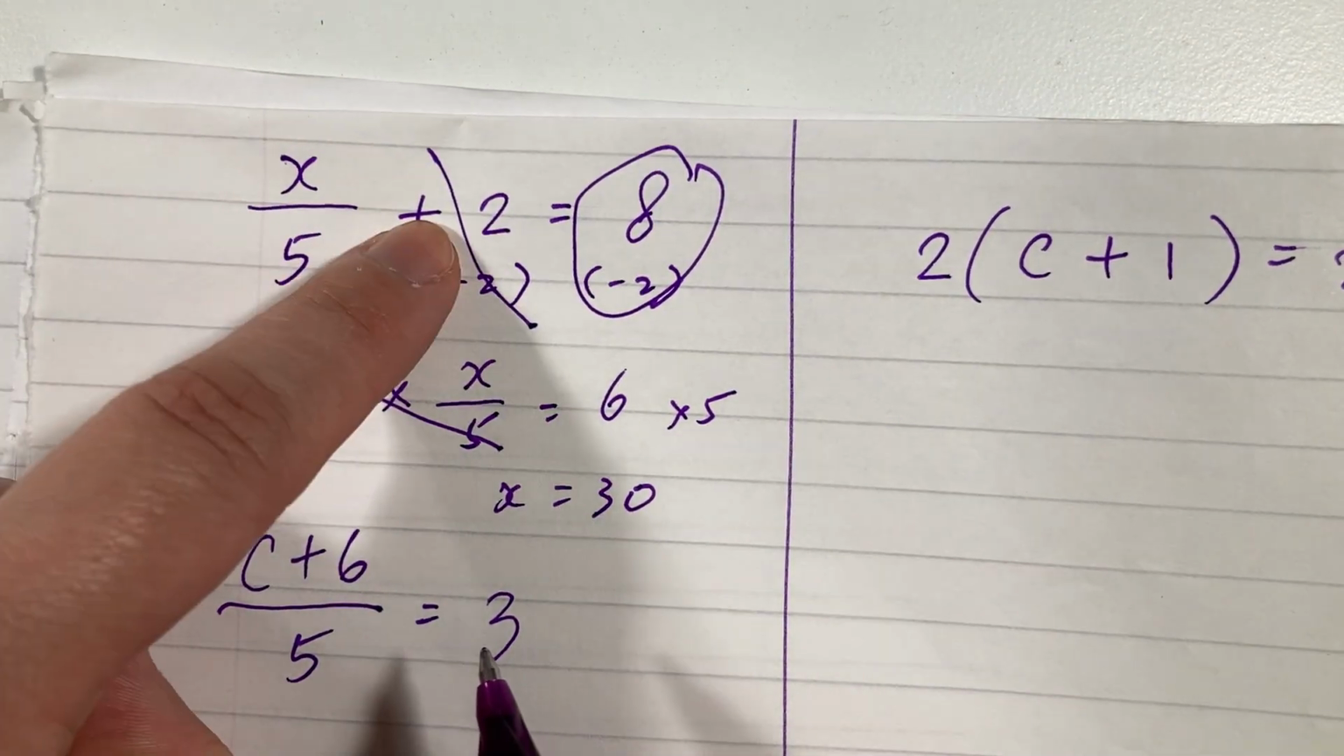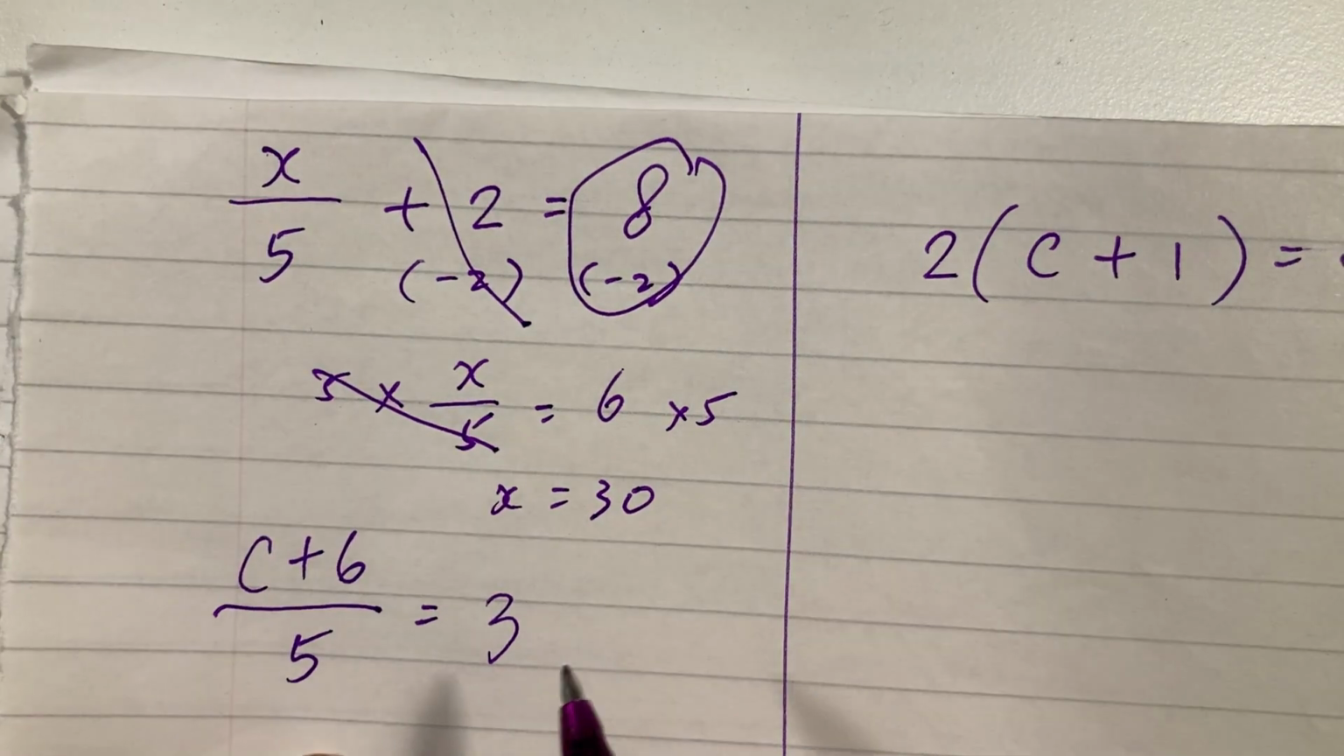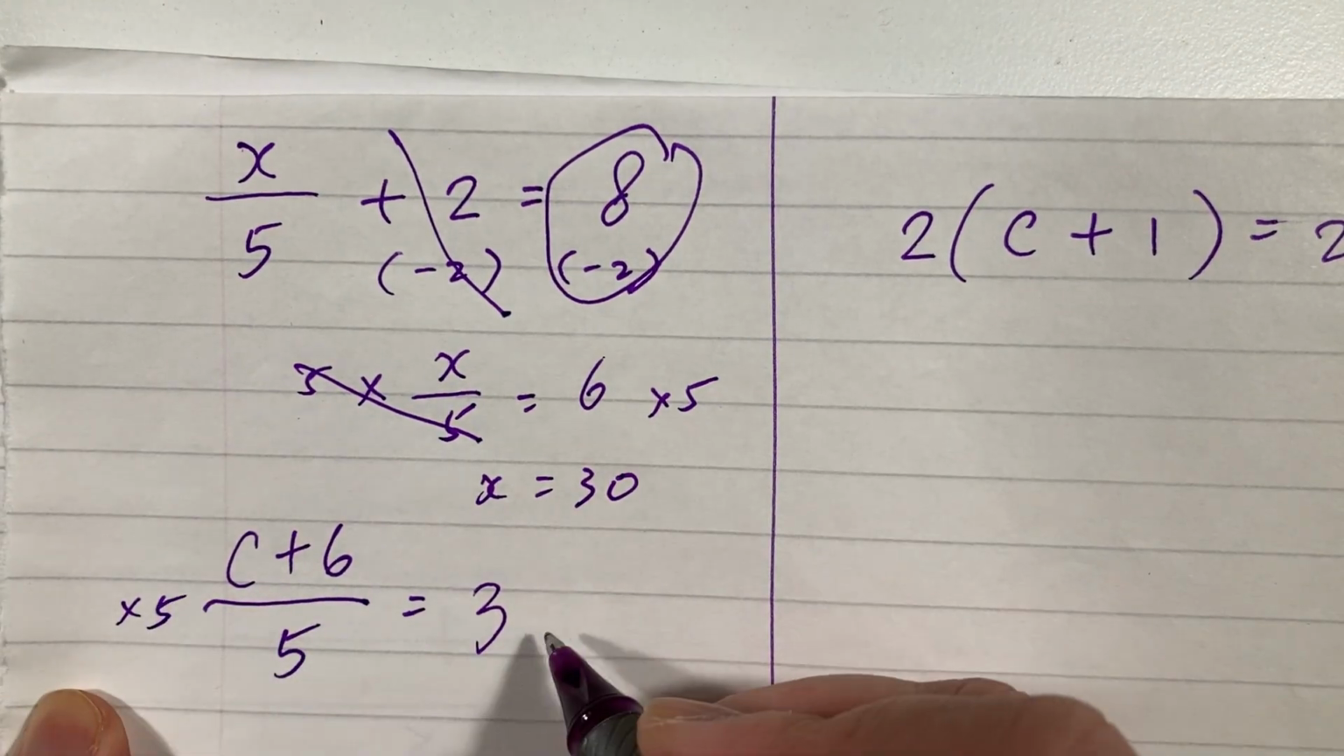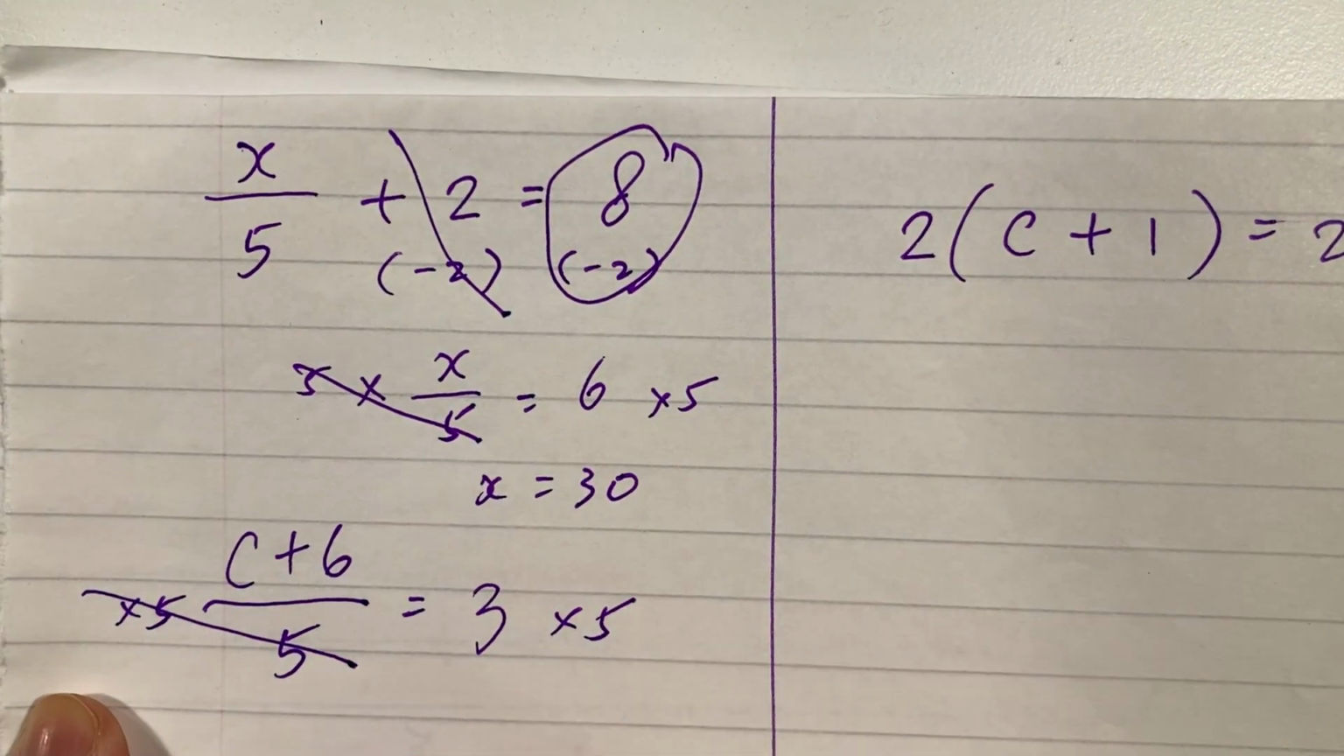That is a fraction and a number. This is the whole thing as a fraction. And you do not want the denominator, so you times the denominator, equals 15. Take away 6, gone. c equals 9.